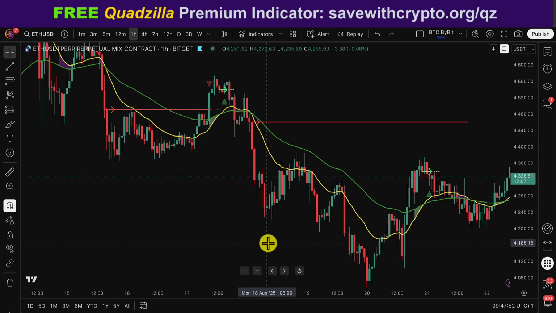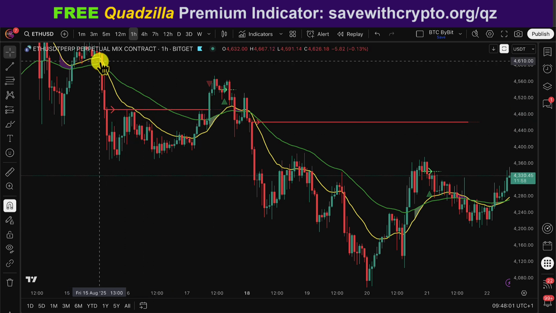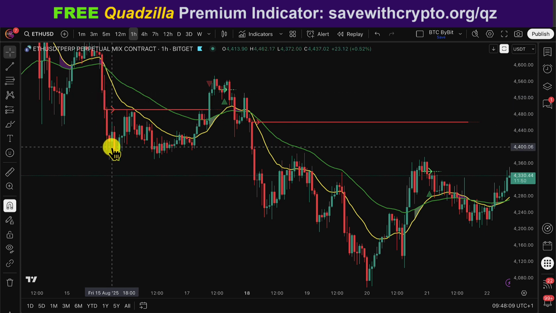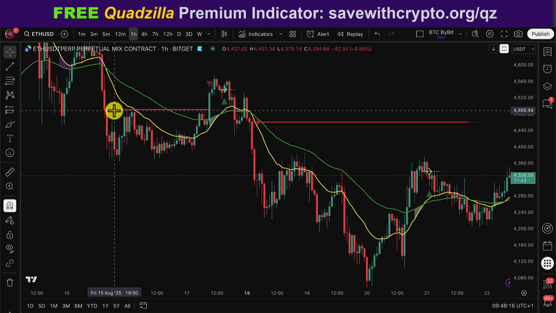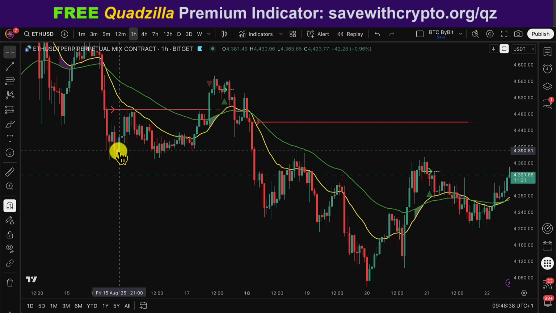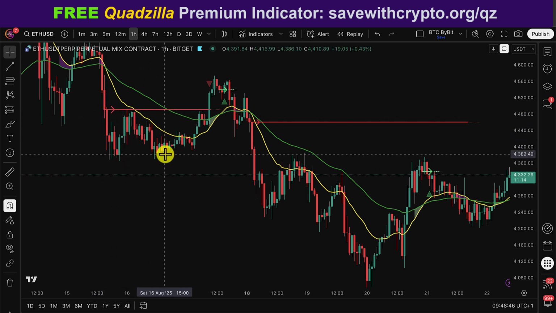Now what Quadzilla also does, it draws in these retracement levels here. So what happened here was the price was coming down, and it came down pretty sharply, and at this point here the retracement level was drawn. Now that normally implies that the price is going to go back to that level, and if it's a red bearish retracement level, quite often the price will get back to there and then come back down again, which of course is exactly what it did. So we got this 1, 2, 3 pattern.